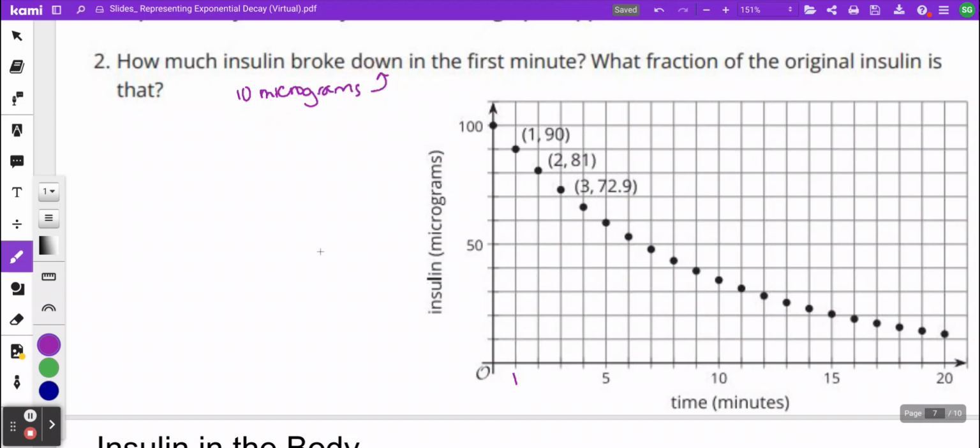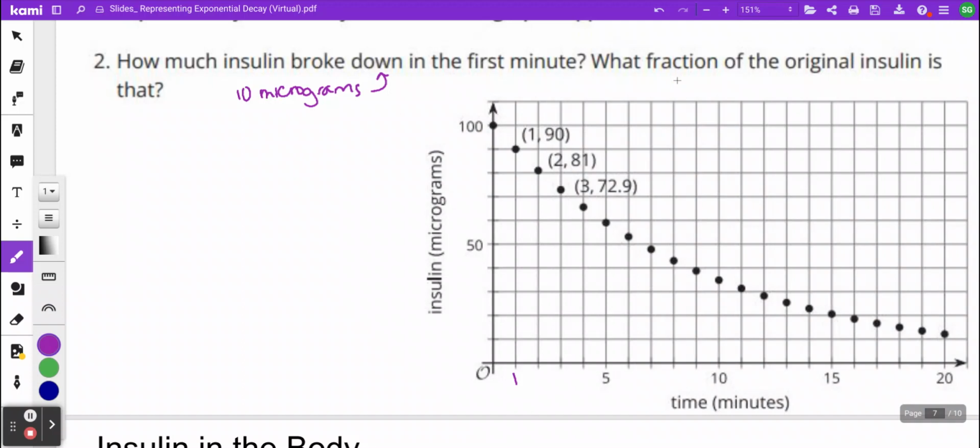That's how much broke down. Now, if we continue to look ahead, I noticed 10 micrograms broke down in the first minute, but that isn't true for future minutes. If it was, it would say 190, 280, 370, and we're getting different numbers there. So this pattern isn't going to be subtracting 10 micrograms every minute. It was just 10 micrograms in that first minute.